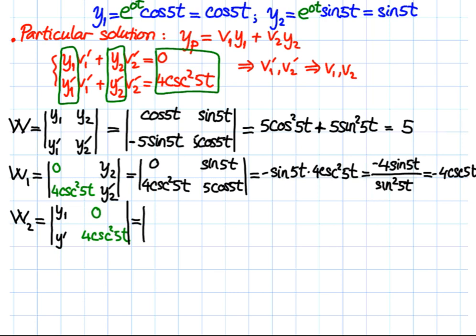Similarly, for W2, sorry, y1 is 5 cosine of 5t, negative 5 of sine 5t, 0 for cosecant square of 5t, right?